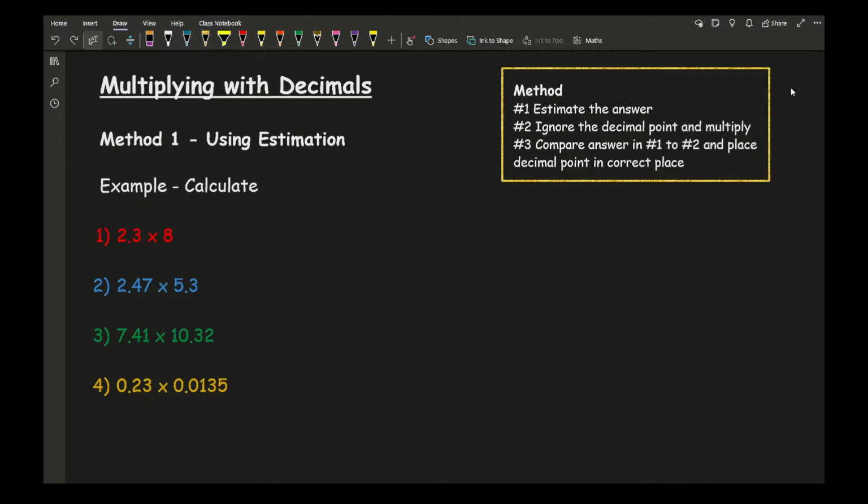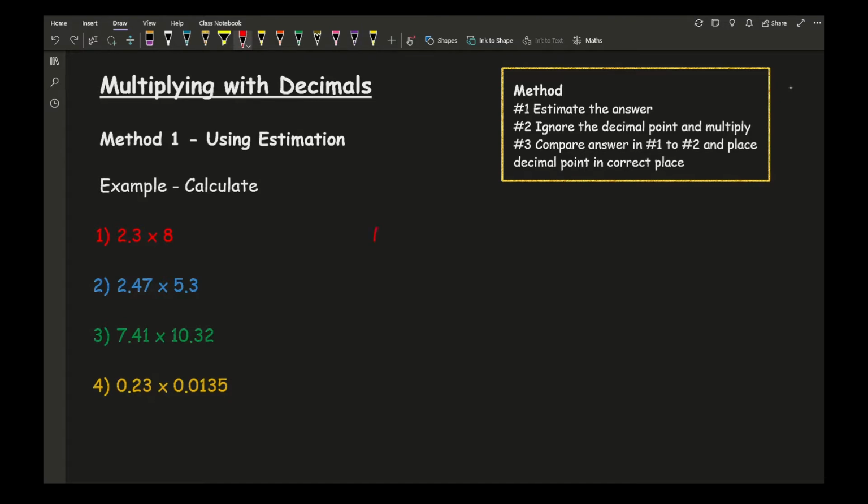So the first step is to estimate the answer. Step 2 is to ignore the decimal point and multiply. And then the third step is to compare the answer with steps 1 and 2 and place the decimal point in the correct place. What this basically means is, and I'll try to color code these questions just in case you are forwarding the video.